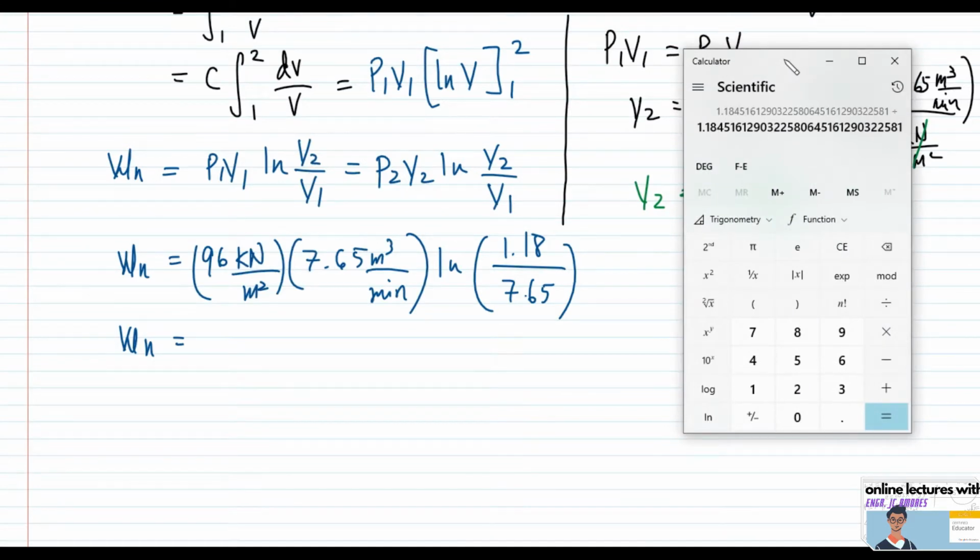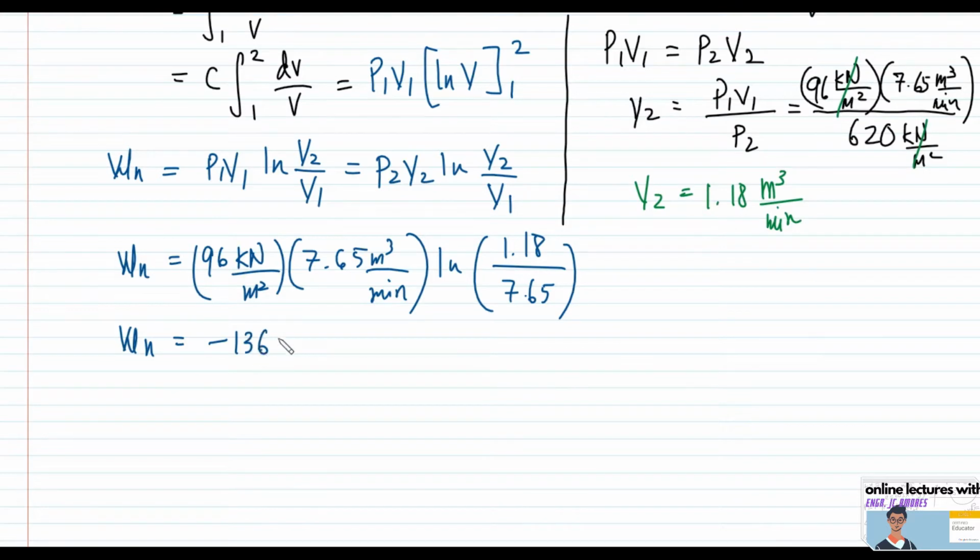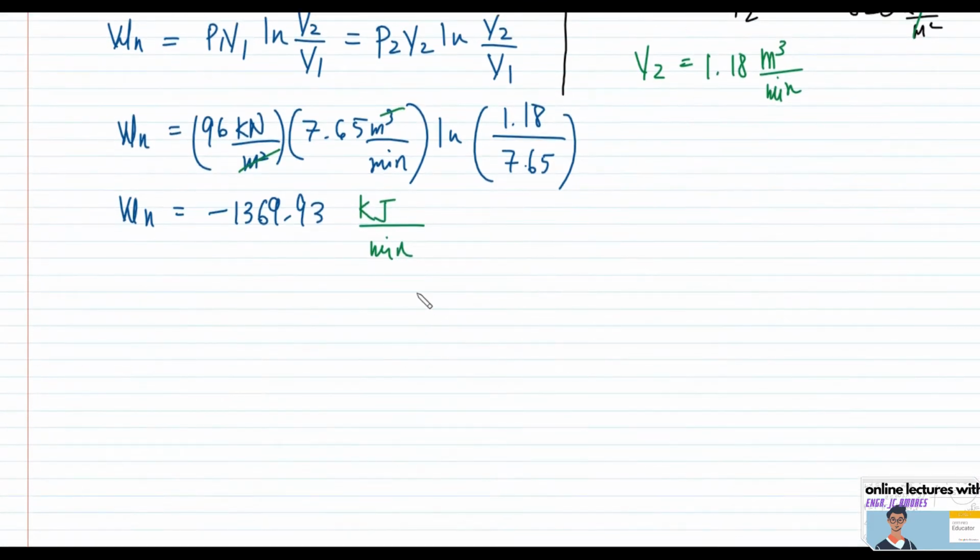We have 1.18 divided by 7.65. Let's get the natural logarithm of that. Then we multiply 7.65 times 96. We have negative 1369.93. Now what is the unit? The square meter would be cancelled out, and we have kilonewton meter per minute, where kilonewton meter is simply kilojoule. So kilojoule per minute. Okay, so that would be our non-flow work.